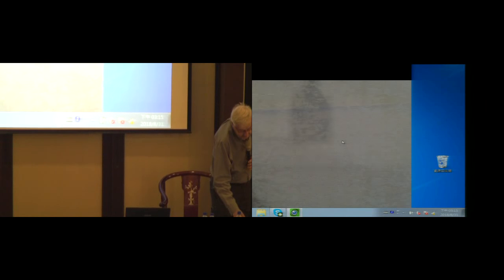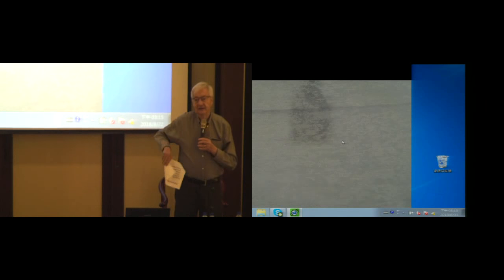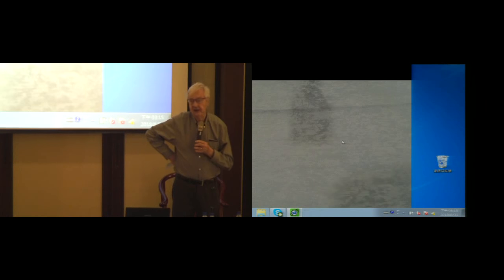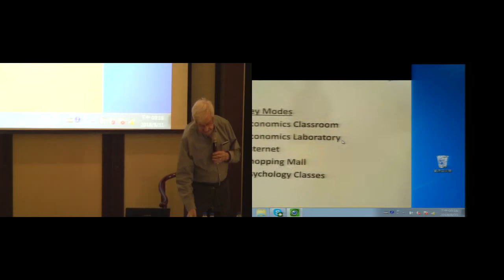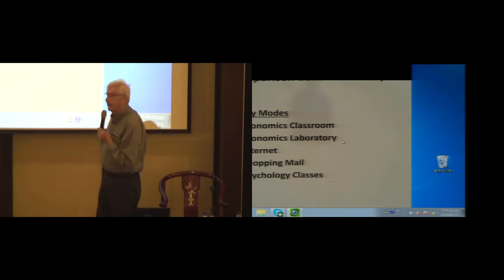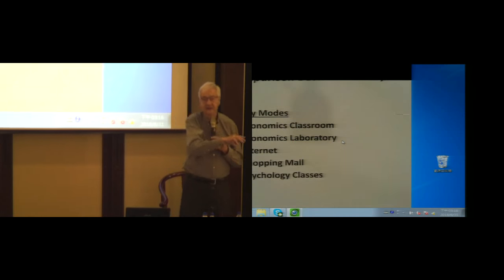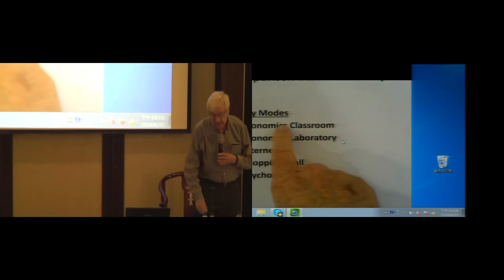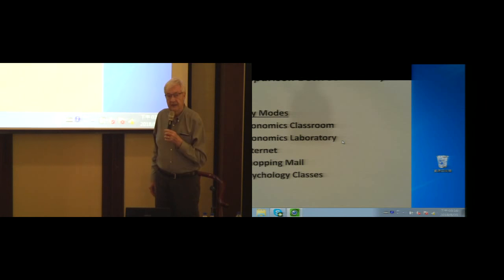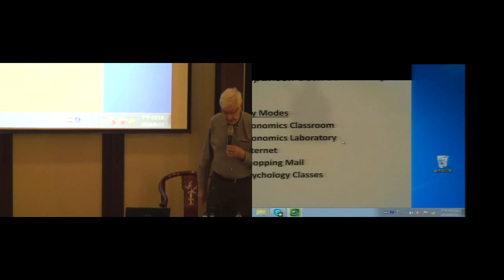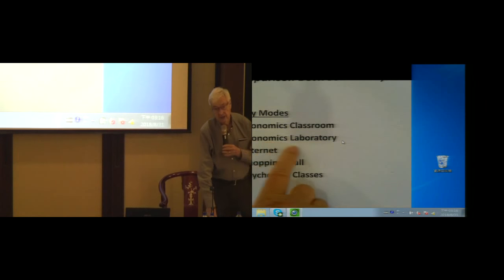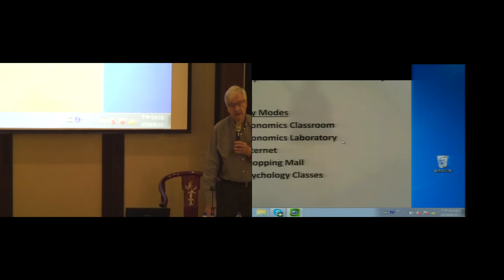So anyway, the long and short of it, what we did was, a friend of mine, a colleague in mainland China, and another one in Vietnam, decided to check out the consistency of the responses using different kinds of questionnaires. So we picked out 5 different commonly used survey modes: economic classrooms that I described, economic laboratories, the kind of thing that Eka was talking about, but they're often used for surveys as well, the internet, and shopping malls.